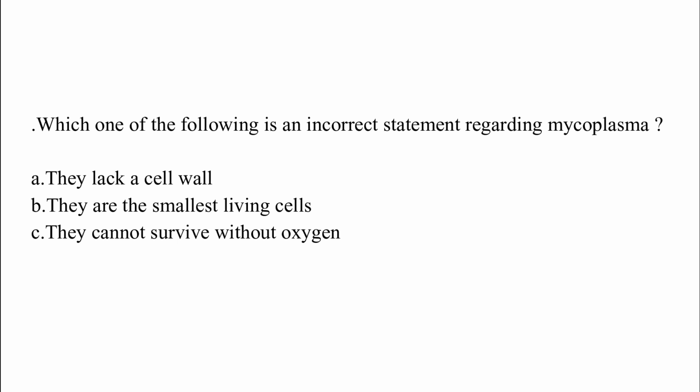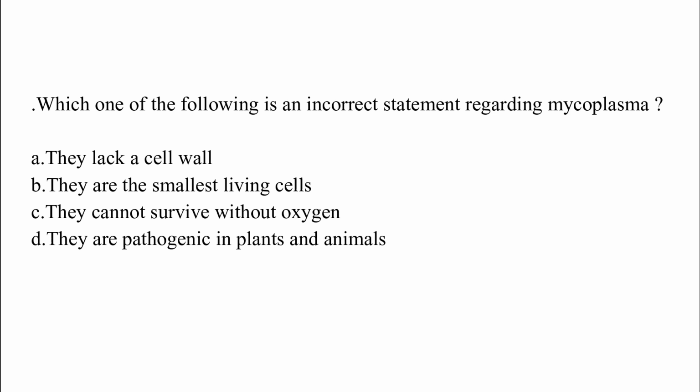Which statement is incorrect about Mycoplasma? Option A, they lack a cell wall. Option B, they are the smallest living cell. Option C, they cannot survive without oxygen. Option D, they are pathogenic in plants and animals. The correct answer is option C, which is they cannot survive without oxygen. This statement is incorrect because Mycoplasma can survive without oxygen.